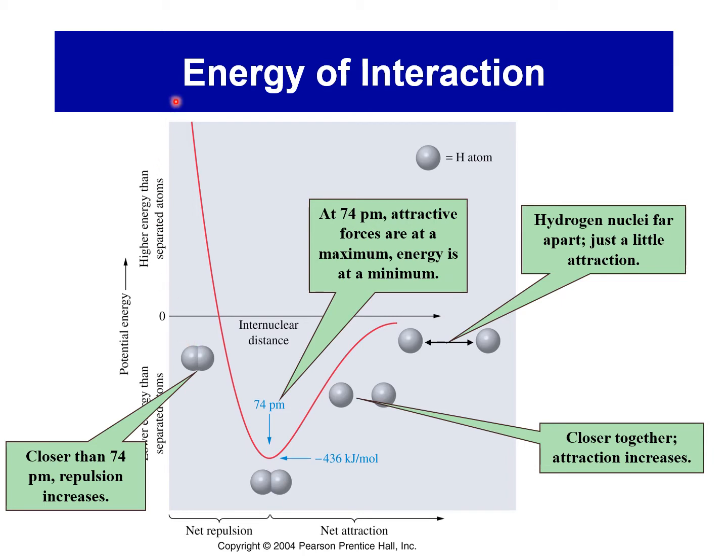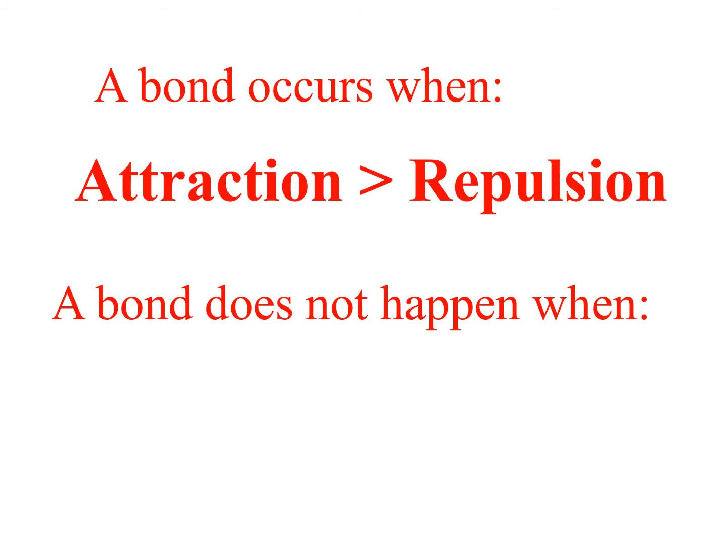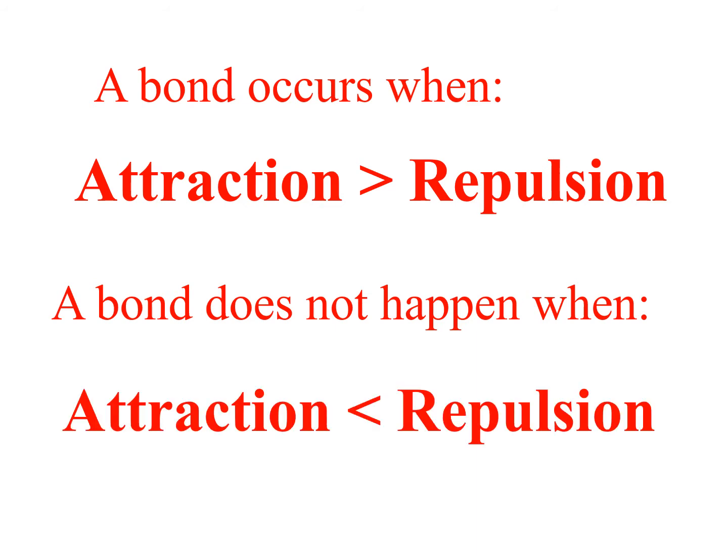This is sometimes called a potential energy well. A well is something you dig into the ground, and this is like the bottom of the well, the ideal distance between the two hydrogen atoms. So in short, a bond occurs when you have more attraction than repulsion. That's the bottom of that well, where there are a lot of attractive forces. A bond does not occur when you have more repulsion than attraction. When there's too much repulsion, if the two atoms get too close, or if they're really far away and there isn't any attraction at all, then there isn't going to be a bond.